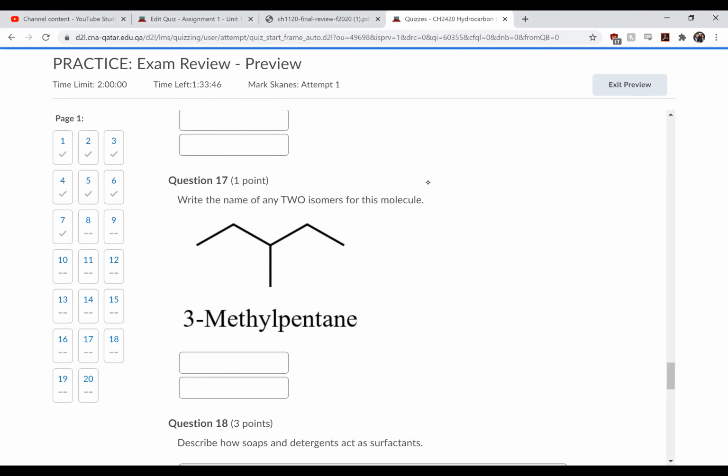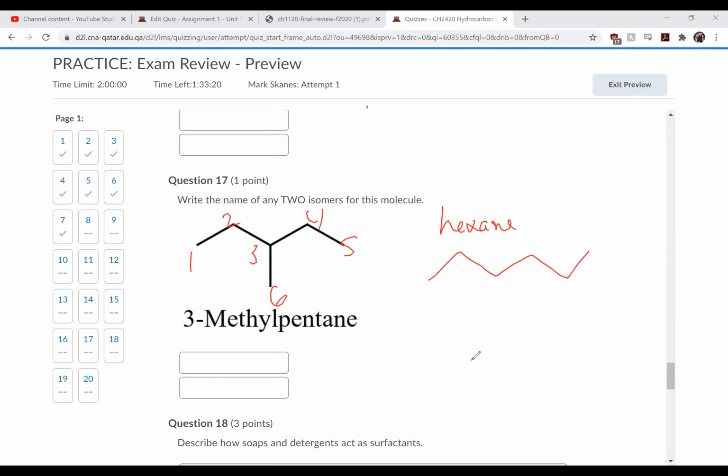Now, what I do whenever I see a question like this is I count the number of carbons total. So 1, 2, 3, 4, 5, 6. This is obviously 3-methylpentane. So, one of the easiest isomers would just be hexane, right? I got 6 carbons. 1, 2, 3, 4, 5, 6. There we go. Just draw hexane.